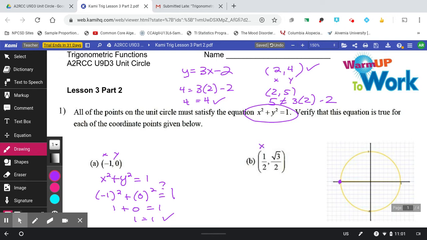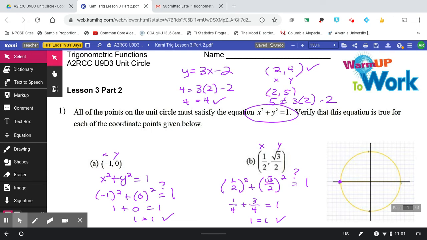Going on to the next one, we're going to do the same thing. We have (1/2) squared plus (square root of 3 over 2) squared equals 1, and we're checking that out. Does that work or doesn't it work? Okay, so 1/2 squared, remember you're really just squaring the numerator and the denominator, 1 squared and 2 squared, so you get 1/4, plus, now remember the square root of 3 squared is just 3, and then 2 squared for the denominator is 4. And 1/4 plus 3/4 is in fact equal to 1, so we verified that as well.